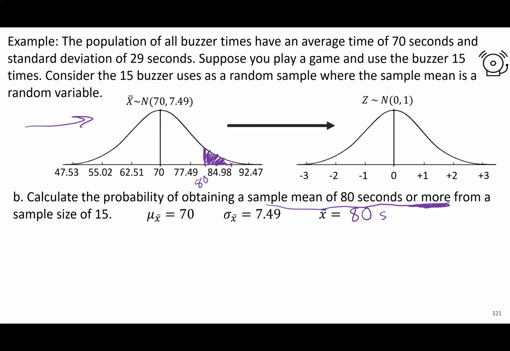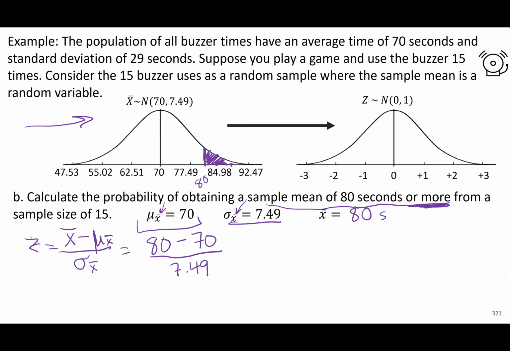So here, I have my mean for my sampling distribution. I have the standard deviation for my sampling distribution. I'm ready to go ahead and calculate. I can calculate a z-score and then use a z-table to find the probability I want. So z is equal to x bar minus mu of x bar over sigma of x bar. So 80 is what I observed, minus the mean there, 70, over the standard deviation here, 7.49. You get 10 over something, so it's going to be between 1 and 2. I'm going to get positive 1.34.